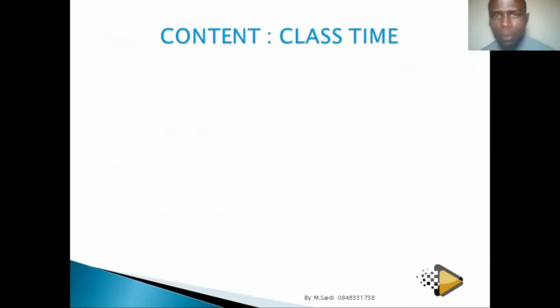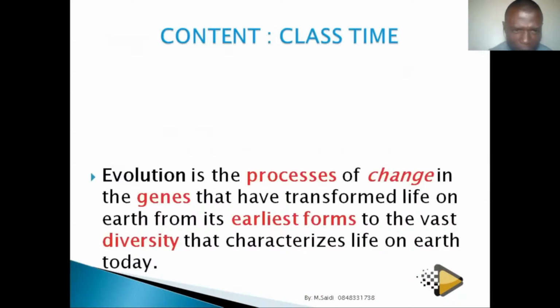If we have enough time, we will complete the slide. If the time doesn't allow us, it means that we will have to look at other subtopics in the next class. That is tomorrow. Make sure that you come on time.